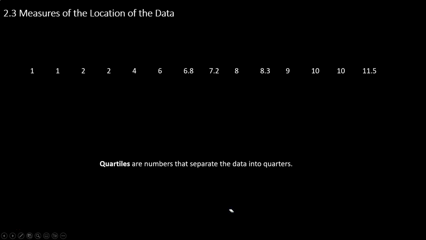Quartiles are numbers that separate data into 4 equal groups, quarters. They don't have to be actual data values from the data set. They're just numbers that create a division in the data set. To find the quartiles, we'll start by arranging our data in order from smallest to largest values.